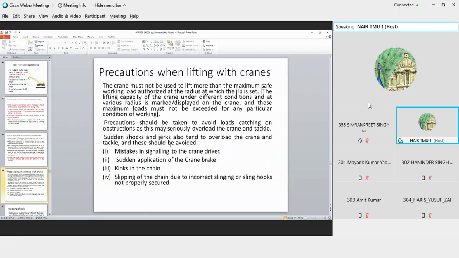Now, these are some precautions while lifting with cranes. This we'll see when we come to the crane diagram.